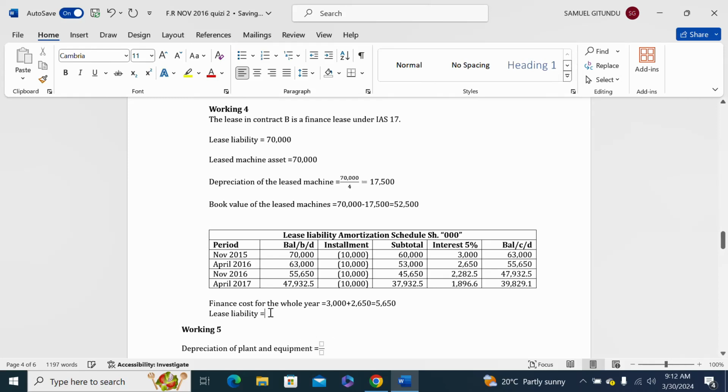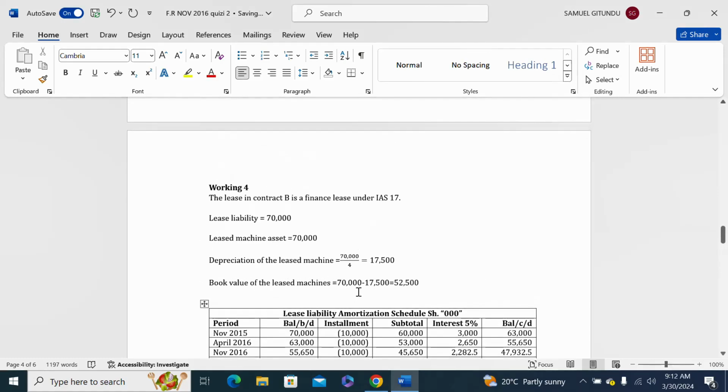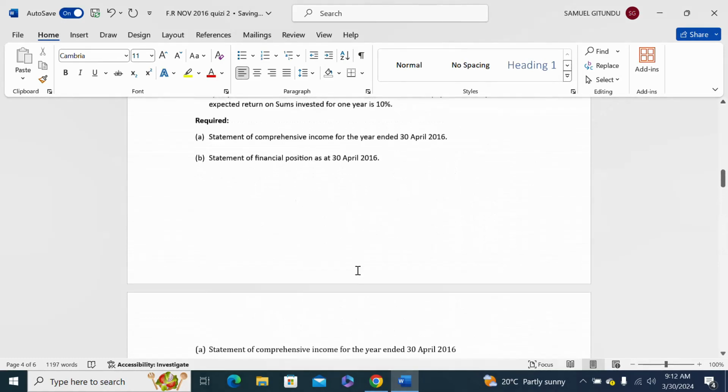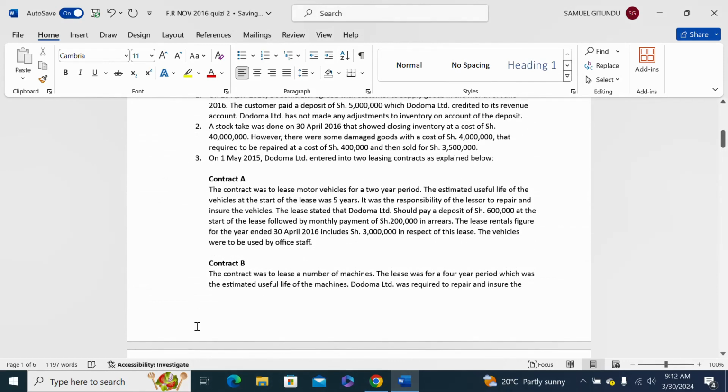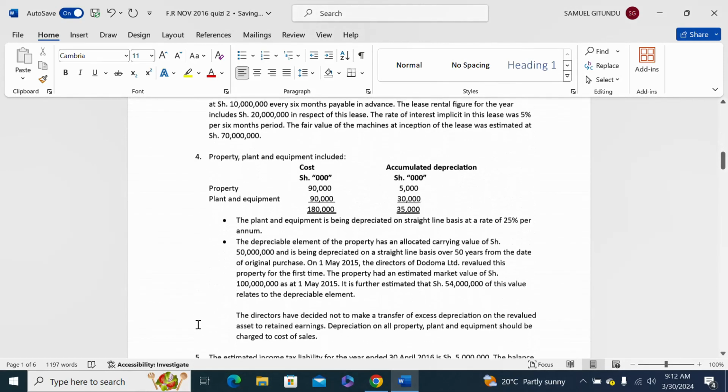Then the lease liability is just this one. The balance carried down, 55,650,000. Therefore, we are done with that additional information number 3. Then we go to the additional information number 4.